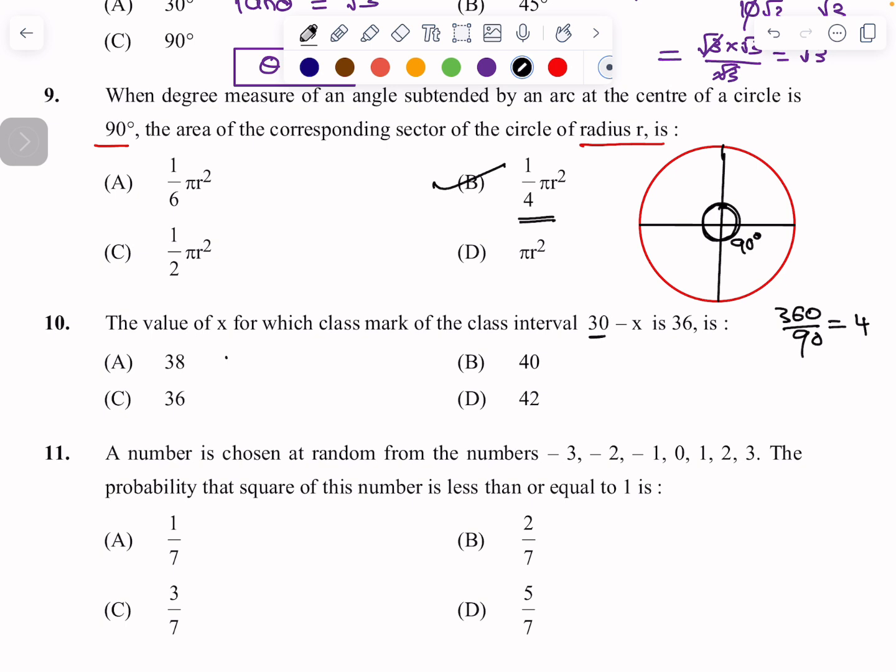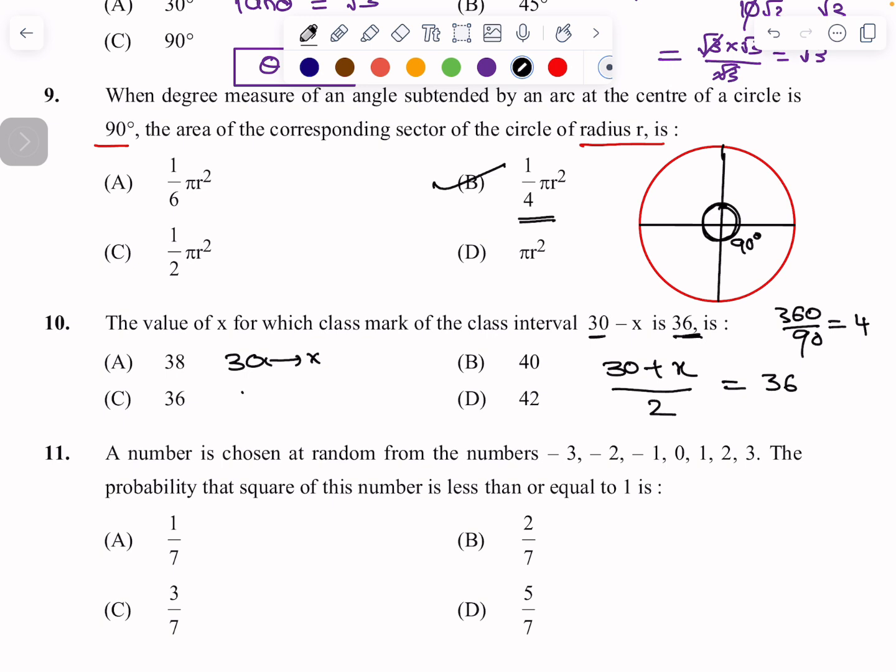Okay, so we need to find the x. The class mark of the class interval 30 and x is 36. Then how do you get this x value? We can use this formula: lower limit plus upper limit by 2 is equal to the class mark, that is 36. Okay, 30 plus x by 2 equal to 36.